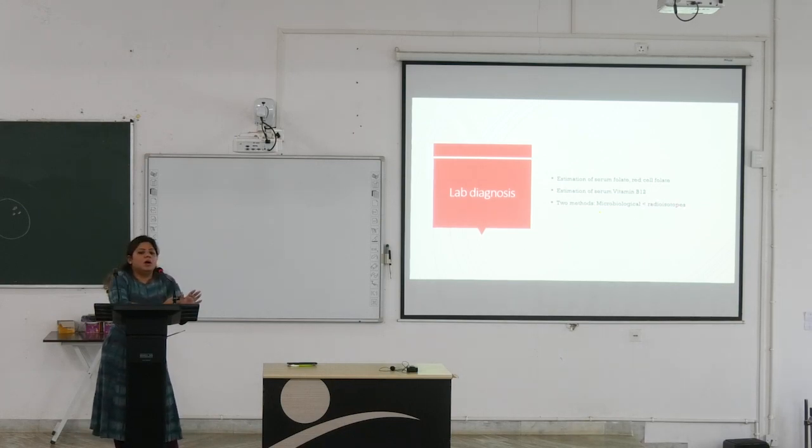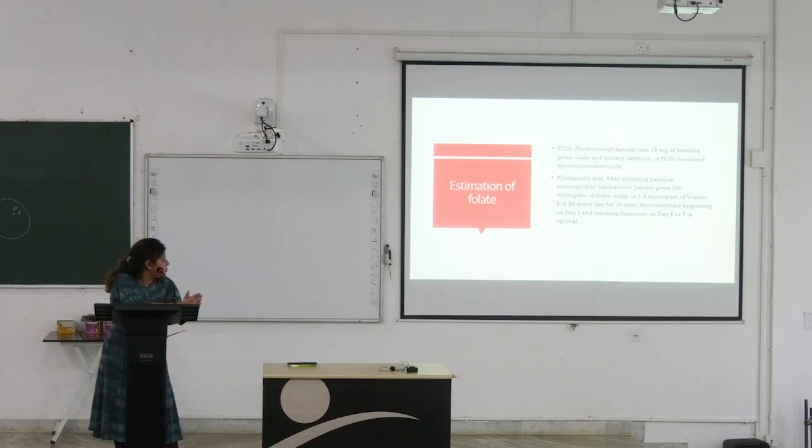Nowadays, the radioisotopic method is preferred, and there are automated machines which use these radioisotopes to estimate vitamin B12 and folate. The test that was previously done is the FIGLU test, formiminoglutamate test. In this case, 15 milligram of histidine is given orally and the urinary excretion of FIGLU is measured. You just have to know the name, FIGLU test.